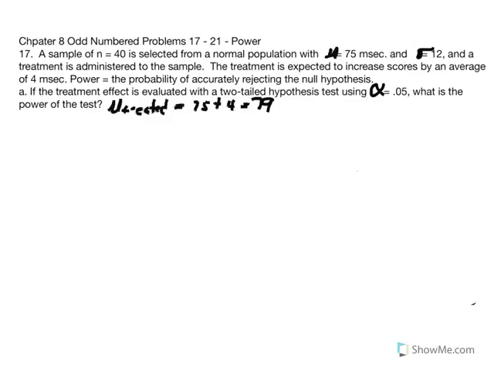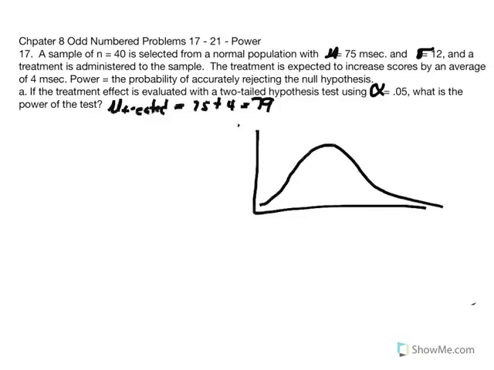We're going to consider the untreated population first. And what we want to do is determine what the sample mean is at the critical region. So let's try that again. So we have our distribution. This is representative of the untreated population. So the mean there is equal to 75.